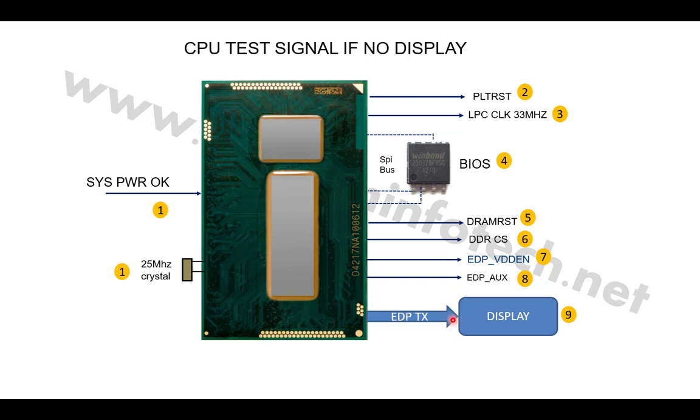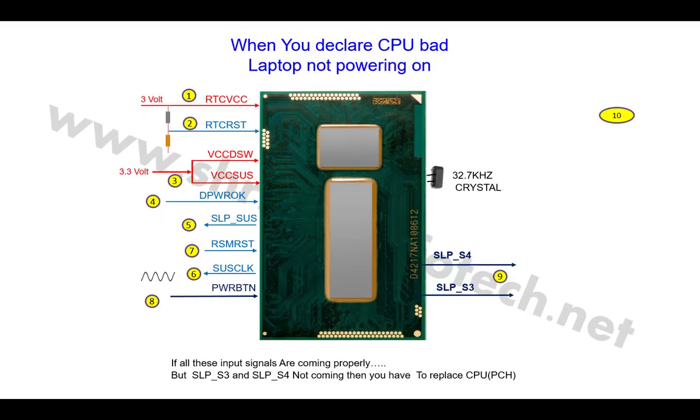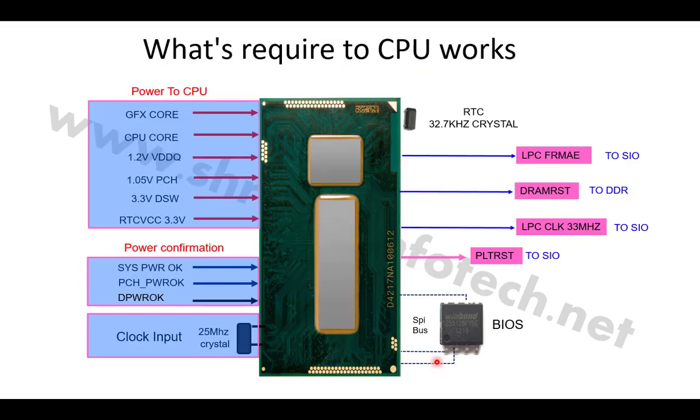So friends, in this way you have to follow all the steps one after another. If the CPU is not giving the display, you have to follow these steps. If the CPU is not powering on, then you have to follow this step. So in this video I explained the test points of the CPU. You have to follow all these test points, and then I'm 100% sure you will be able to rectify whether the CPU is working or not.